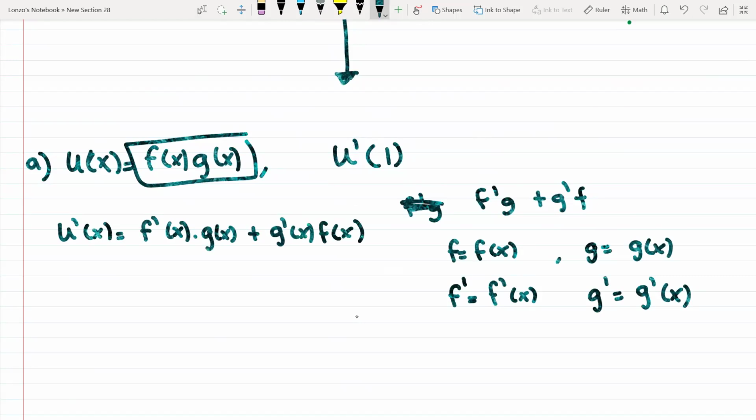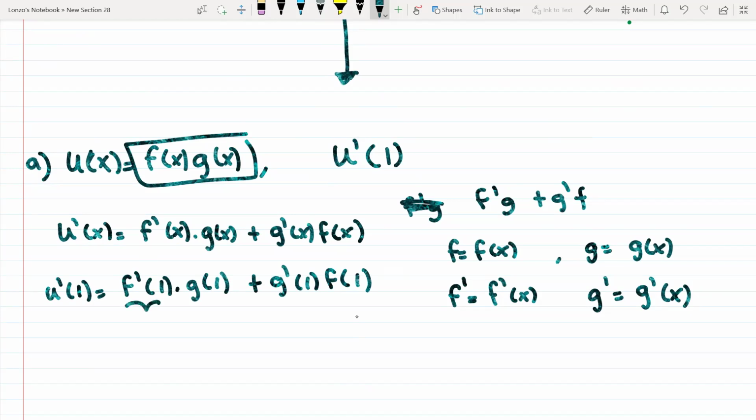Okay, and then what would I do next? Should I plug in our x value 1? Okay, that's what I'm going to do next. And then now, how do I find the slope of f prime of 1?